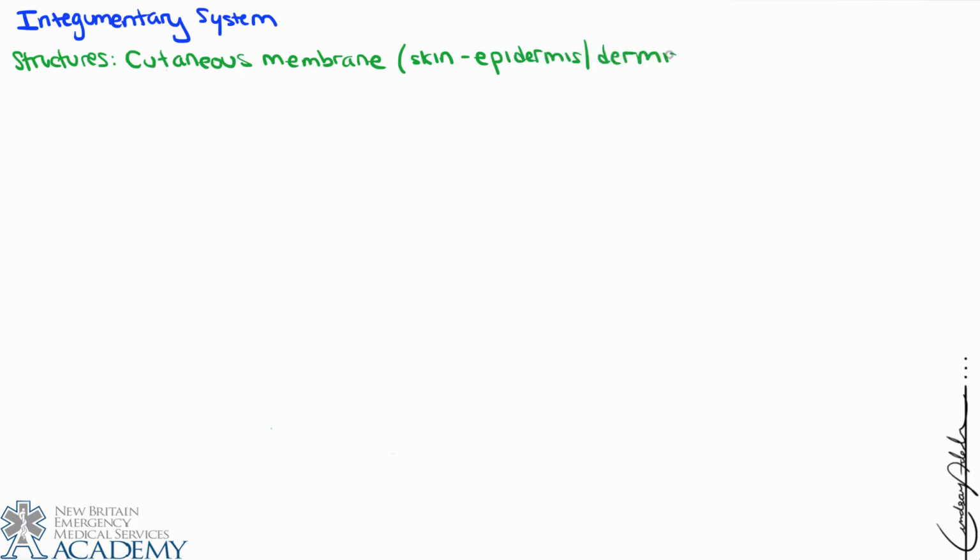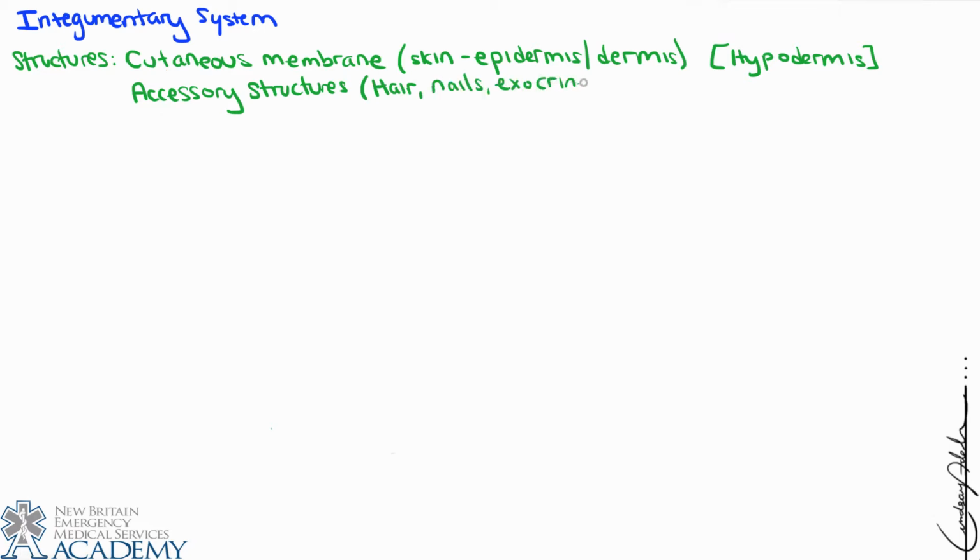It's actually not part of the integumentary system, but this is the most appropriate place to discuss it, so we'll mention it a couple of times. And then also we have accessory structures, and the accessory structures include hair, nails, and exocrine glands, of which there are multiple types.